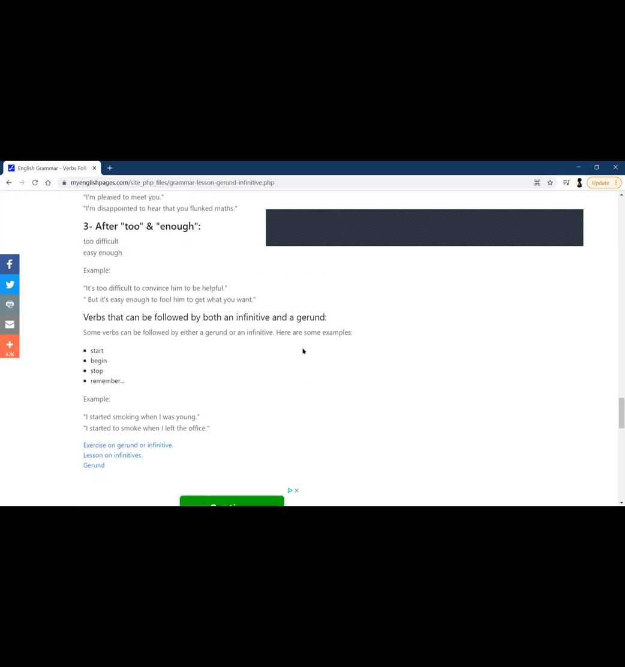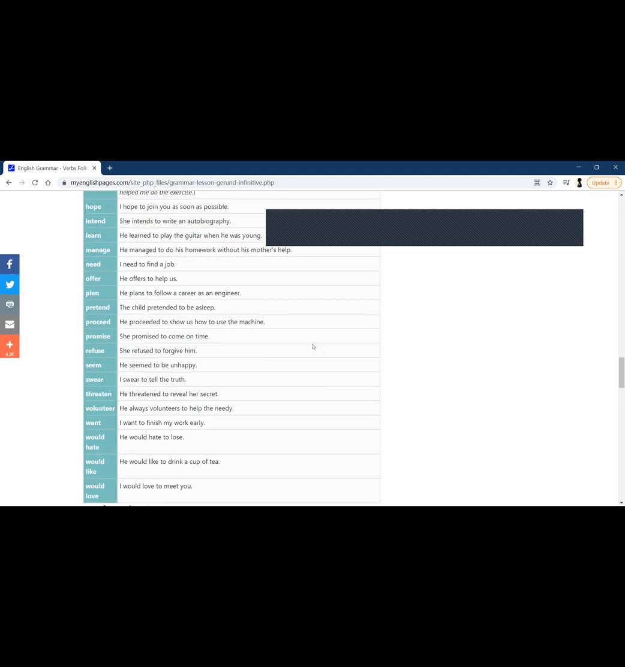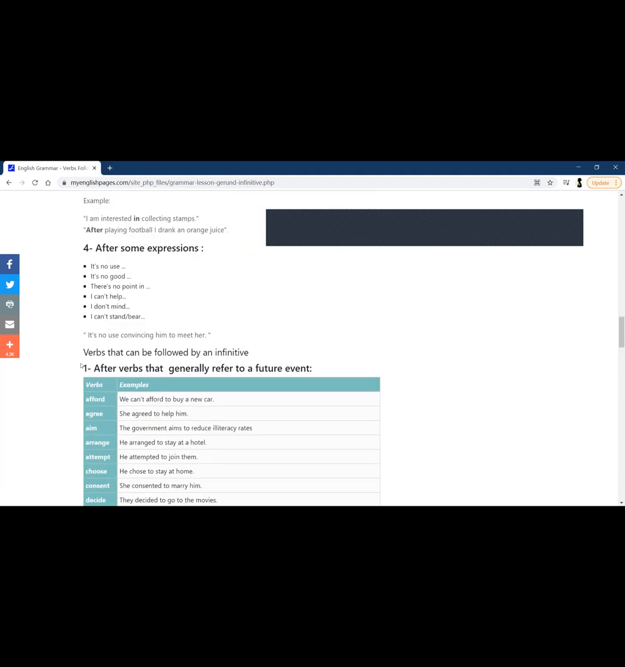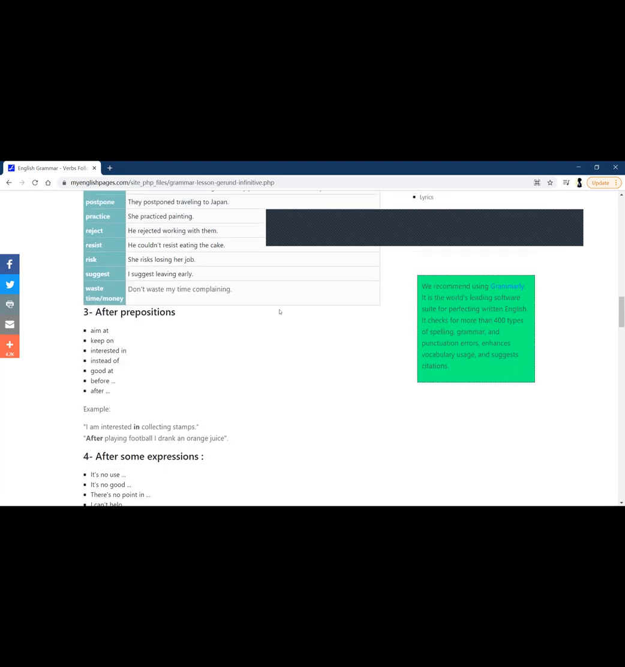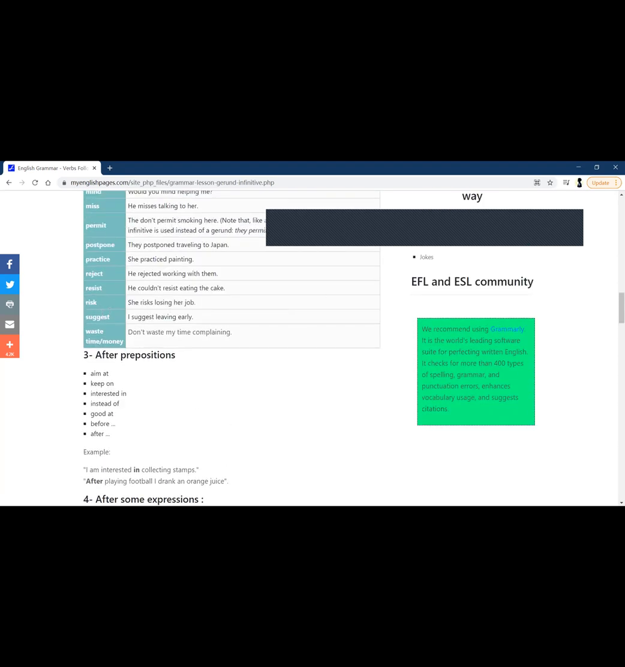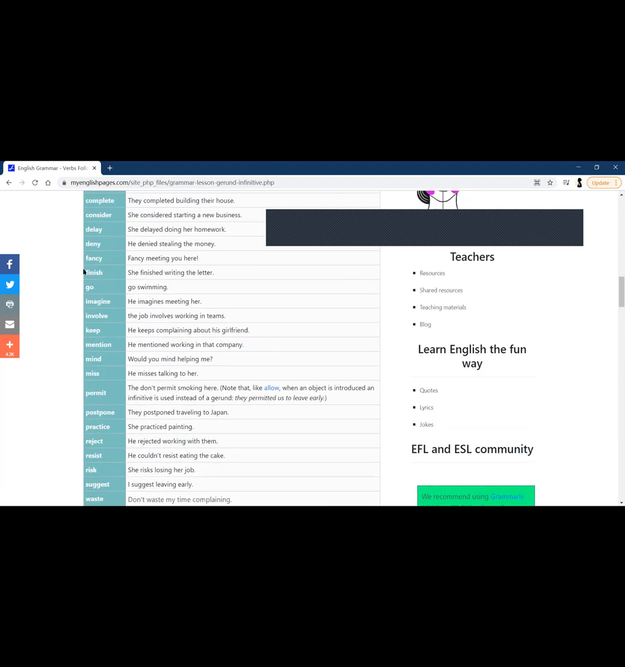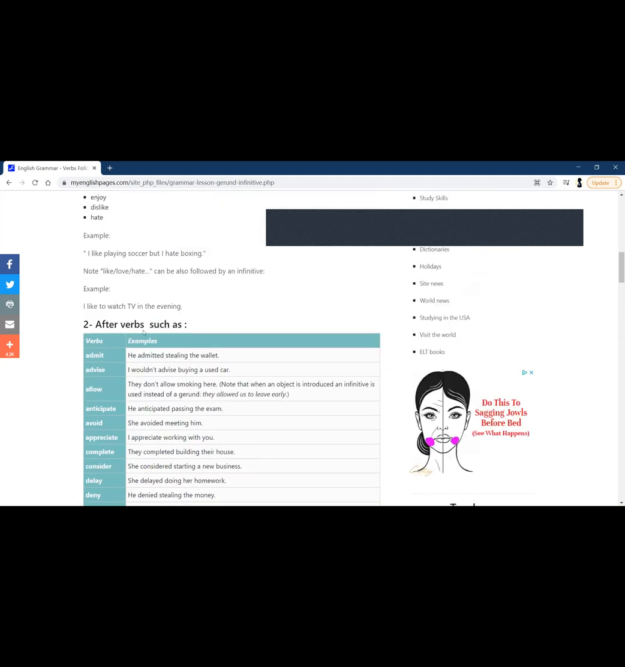Yeah, and that's pretty much the gerunds and infinitives, and this is very important. I strongly suggest you search for some useful and common words that can be used casually, which I mean can be followed by both.